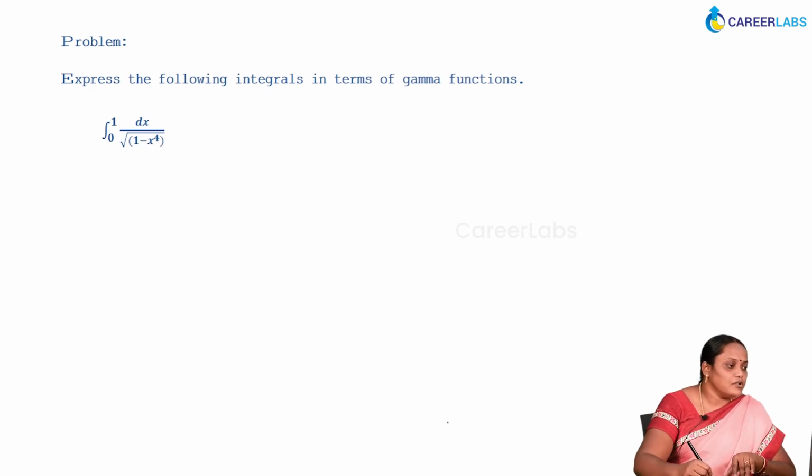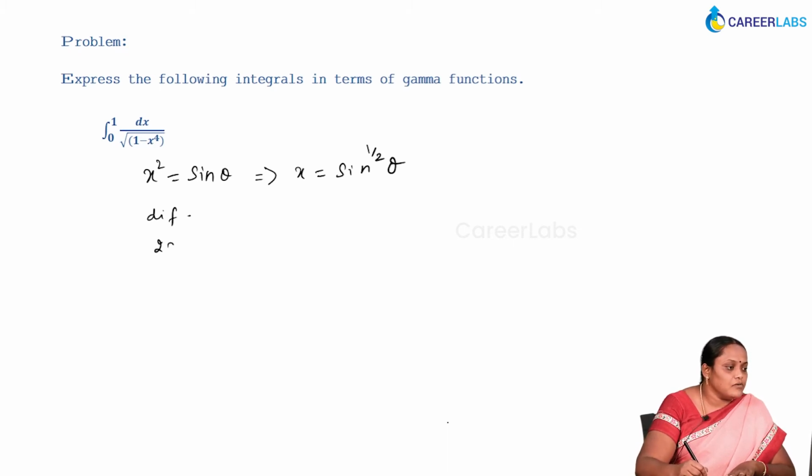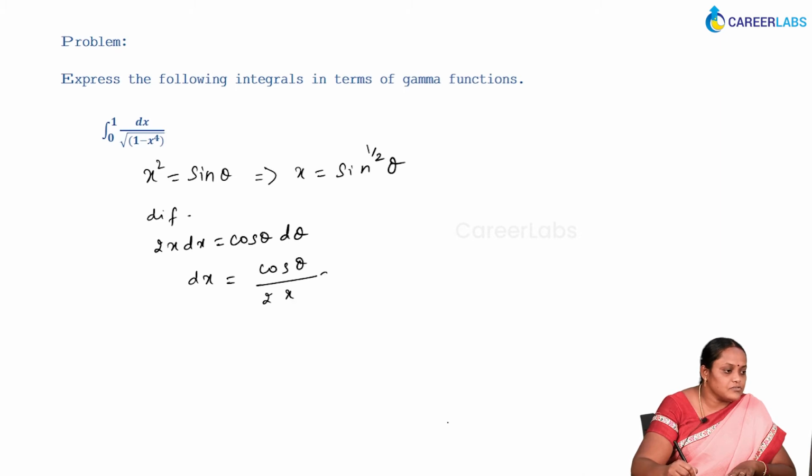So now we are going to take this x square as sin theta. By taking it this way, you can use the trigonometric identities. So if you take x square equal to sin theta, what will be the value of x? x will be equivalent to sin to the power half theta. So what will be dx when you differentiate this? When you differentiate, you will get 2x dx is equal to the differentiation of sin theta, which is cos theta into d theta. Therefore, dx is nothing but cos theta divided by 2 times x into d theta.